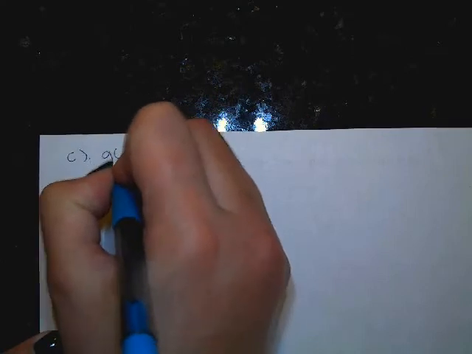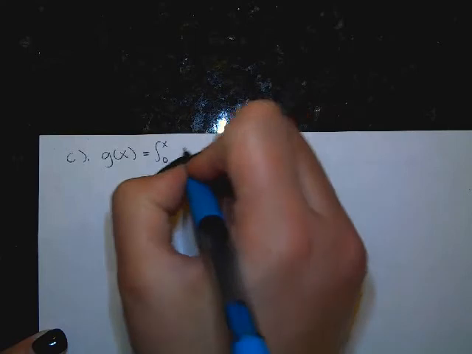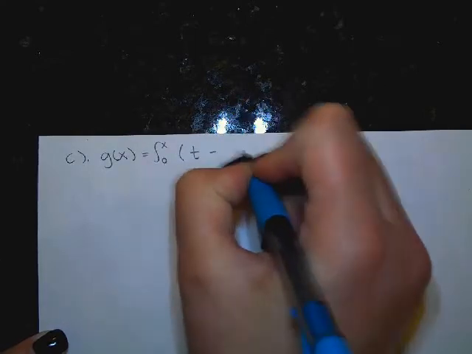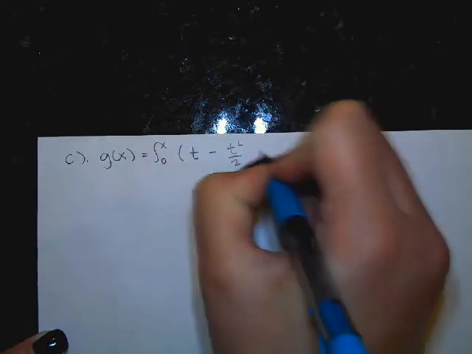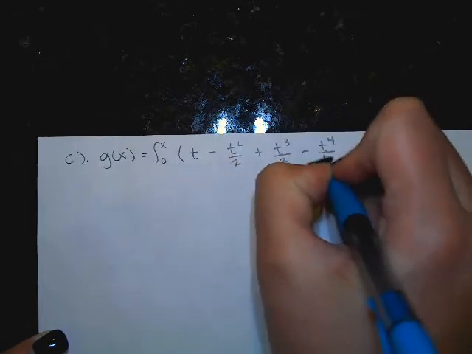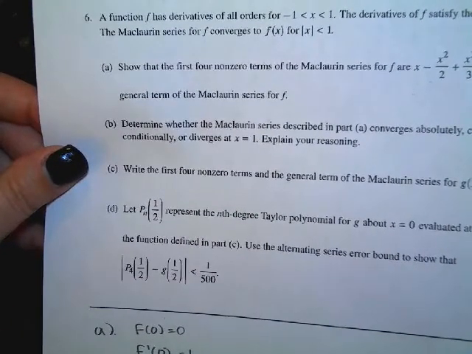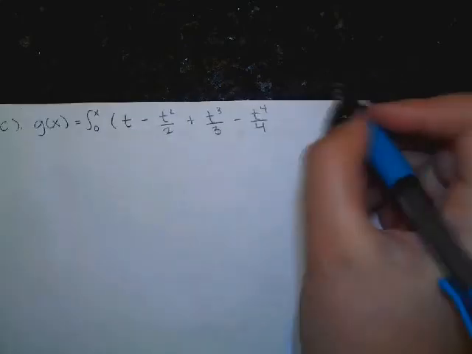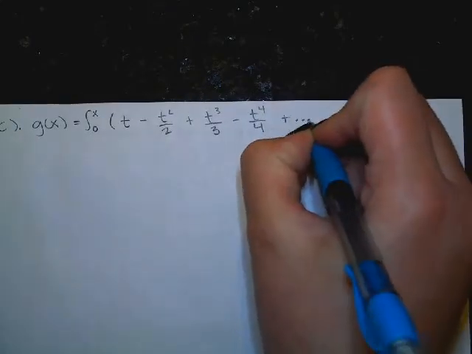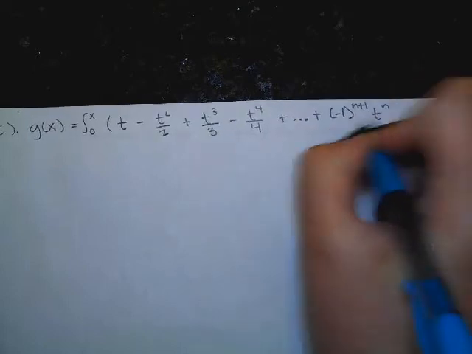So I'm going to say g of x is the integral from 0 to x, and it's t minus t squared over 2 plus t to the third over 3 minus t to the fourth over 4. And did it want the general term? We're going to include all of that. Okay, so plus dot dot dot negative 1 to the n plus 1, t to the n over n.